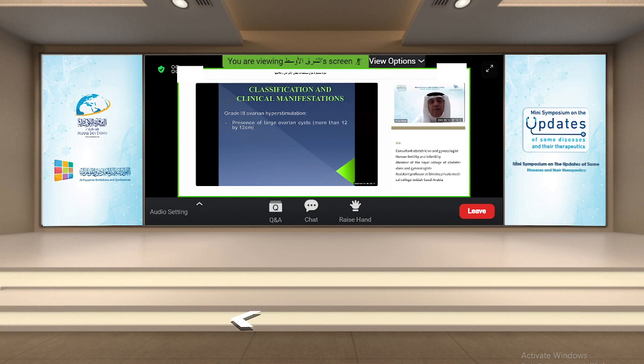Grade 3, we notice now the presence of large ovarian cysts of more than 12 by 12. The mild was 5, the moderate was 12, and the severe type, or grade 3, is more than 12 centimeters. Now in the severe type, there is ascites, which is a collection of fluid in the abdomen, and pleural or pericardial effusion.